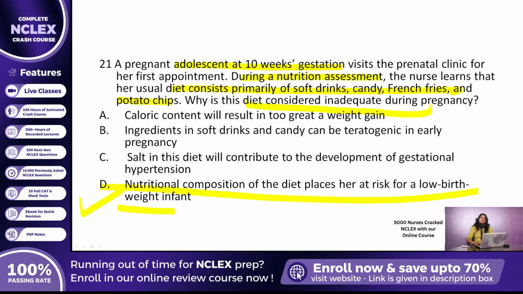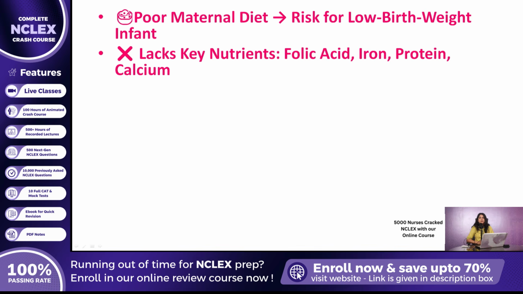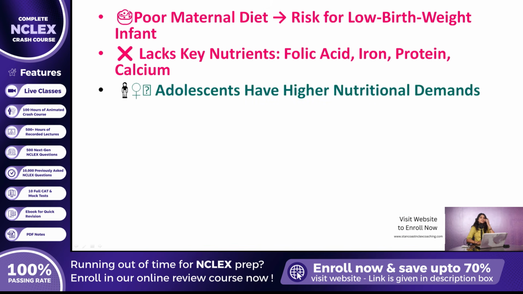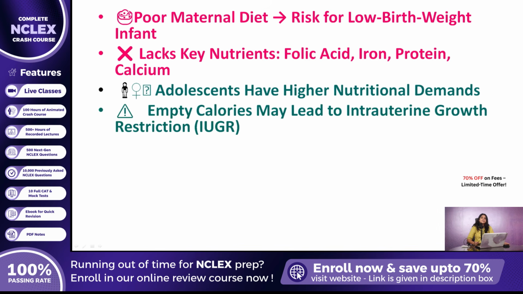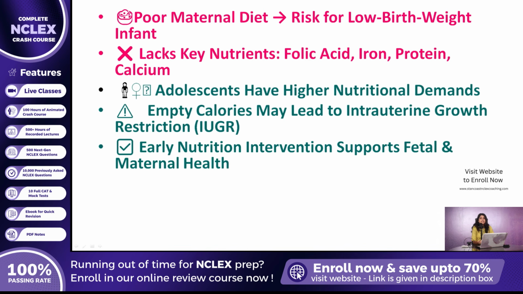This diet lacks essential nutrients like folic acid, iron, protein, and calcium, all of which are vital for healthy fetal development. Adolescents, in particular, have increased nutritional needs because they are still growing themselves, and when they become pregnant, the demand for nutrients becomes even greater. A diet composed mainly of empty calories and processed foods may contribute to intrauterine growth restriction, increasing the likelihood of delivering a low birth weight infant. Early nutritional intervention is key to supporting both maternal health and fetal growth during this critical developmental window.